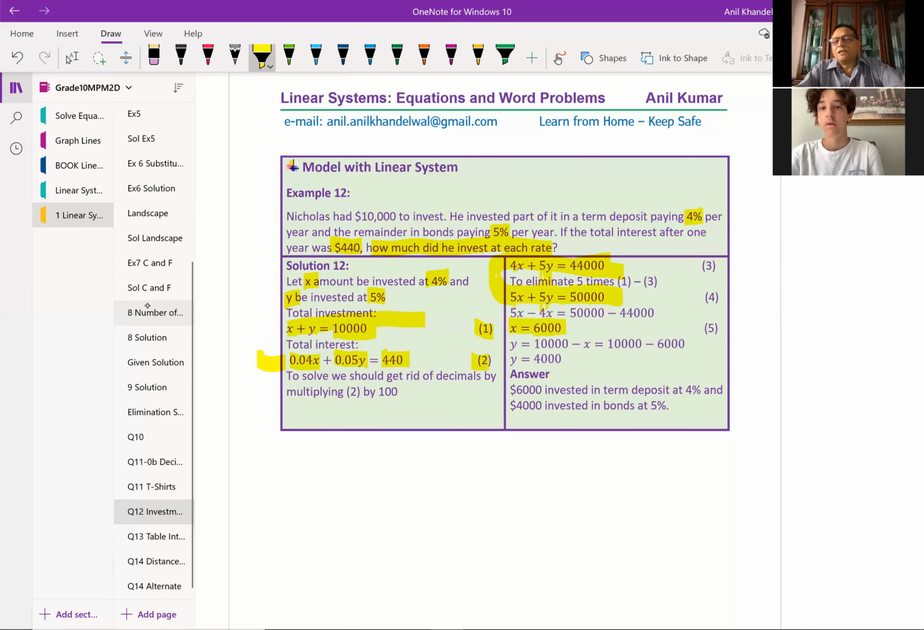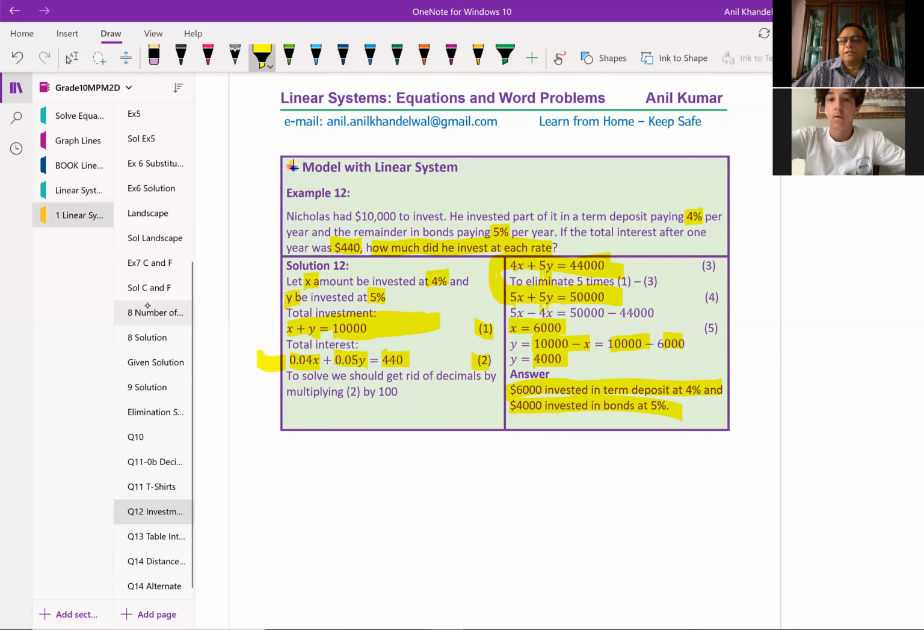Do you see that? So immediately, elimination is the best and very powerful method. We get the value of x. Now, we can also isolate y from here. y is 10,000 minus x, which is 10,000 minus 6,000. So 4,000 was left to be invested at 5%, and we get our answer. Clearly, the answer is 6,000 invested at 4% and 4,000 invested at 5%. Is that clear to you?